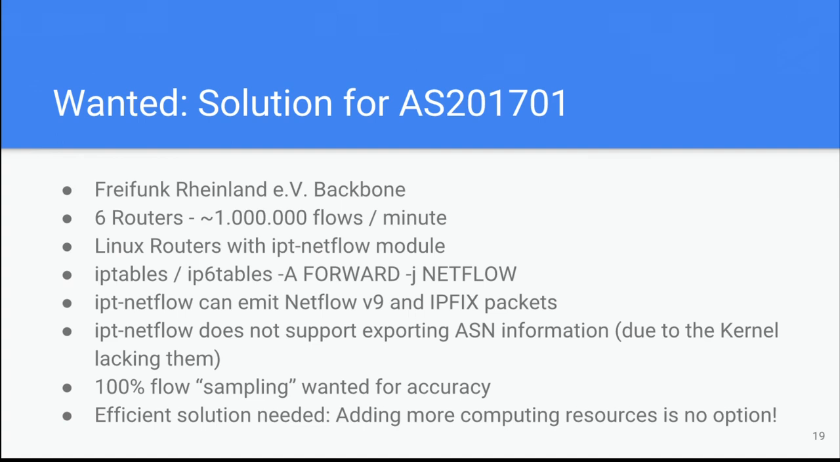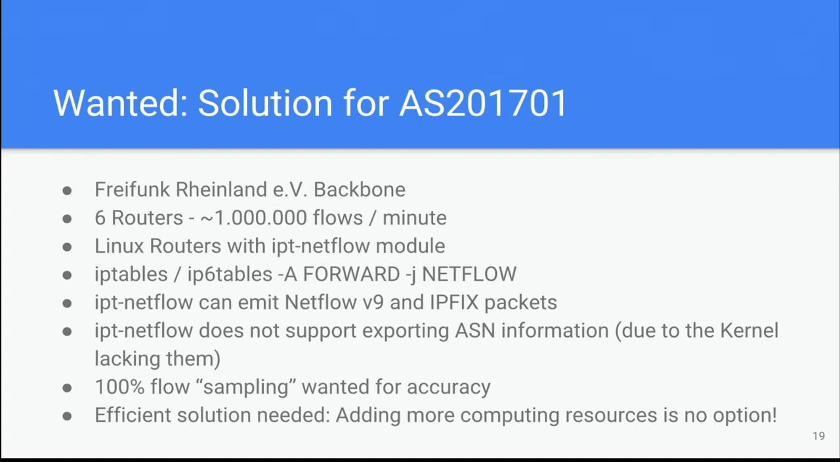As some people might know, we use Linux on the routers. They are just cheap x86 machines with Debian and BIRD. How do I get Netflow information out of that box? We use IPT Netflow, which is a kernel module, an extension for iptables. What you basically do is say iptables -A FORWARD -j NETFLOW, and it goes into this module, and the module keeps track of all the flows and exports the data to the collector.